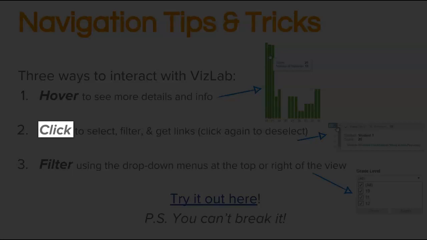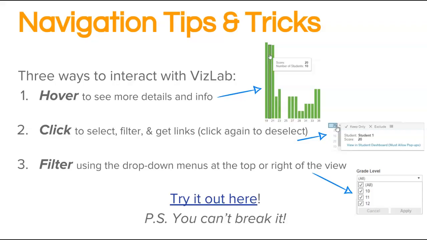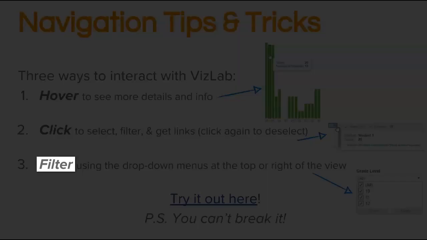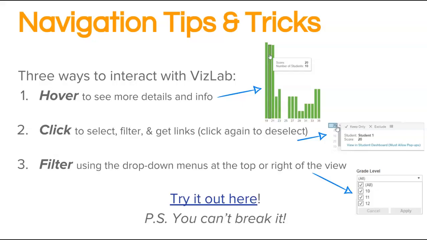Be sure to click on data points in a view to make selections, filter your data, and get links. For example, you can follow this blue link to see the student profile. Click again on the same area to deselect. And finally, filter your data using menus along the top and/or right side of a view. Try it out in the Welcome Workbook.